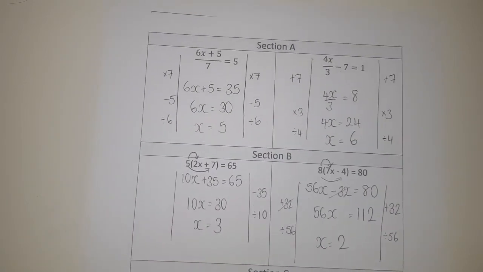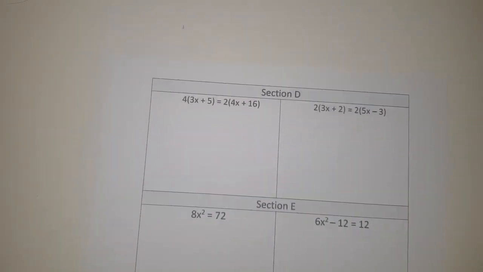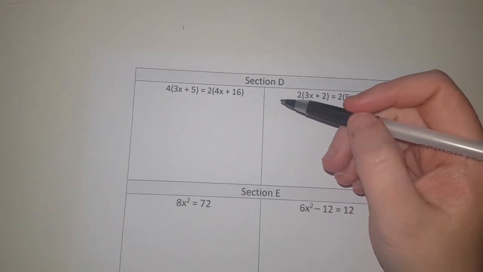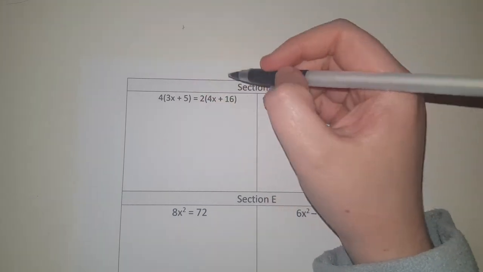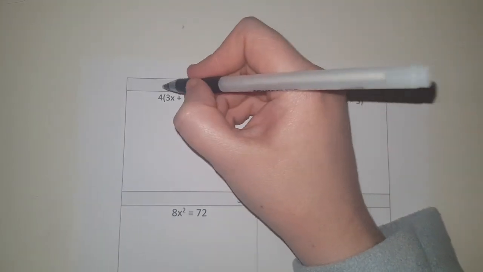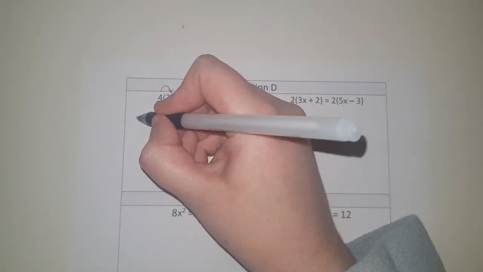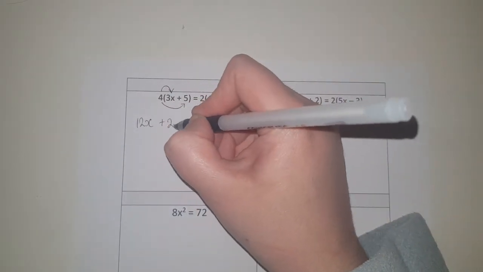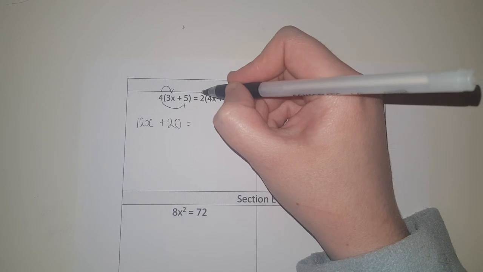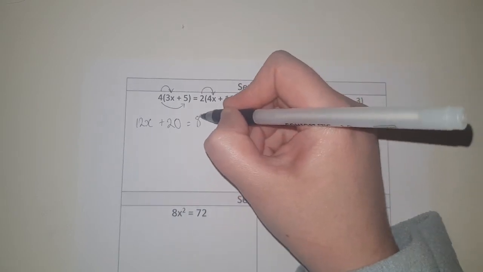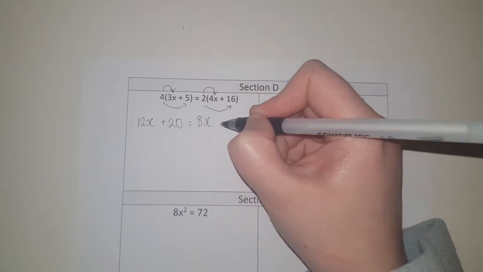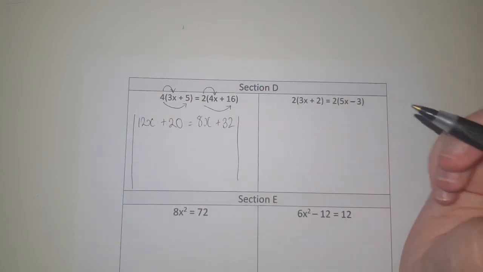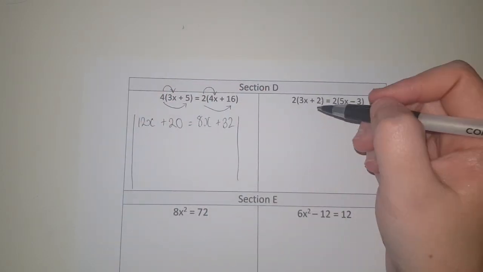Okay. Then we've got the last 3 sections. So section D, a lot of expanding brackets needed in this one first of all. So all we're going to do is expand the brackets on both sides. So on this one, 4 times 3x is 12x. 4 times 5 is 20. Then you've got 2 times 4x is 8x. 2 times 16 is 32. And it's now in a format just like section C, where we can actually solve it.